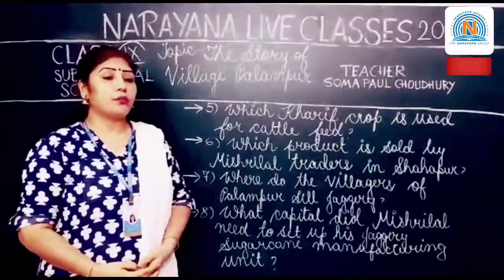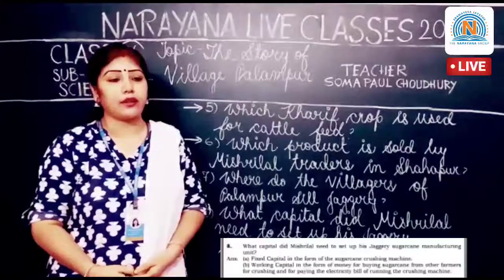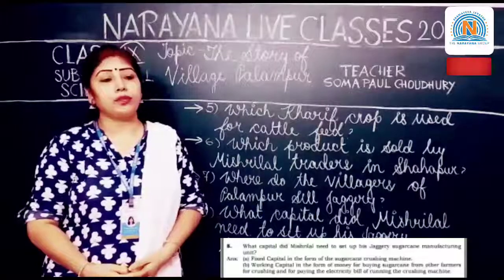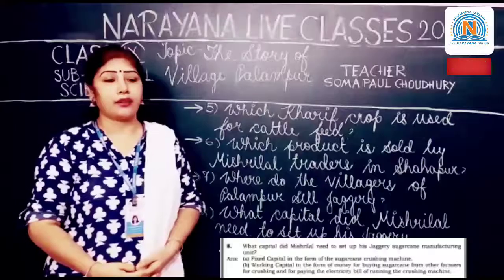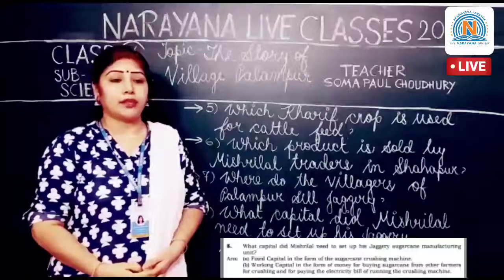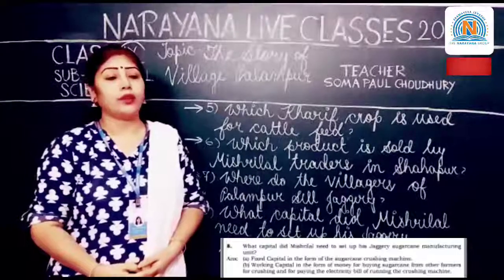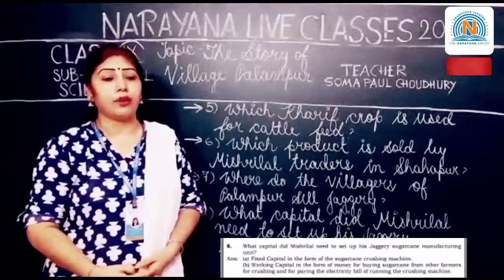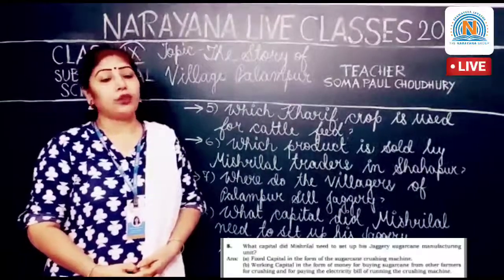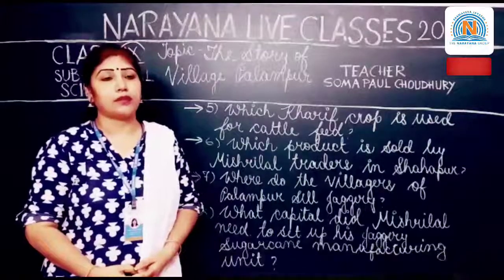Moving on to question number eight. What capital did Mishra Lal need to set up his jaggery sugarcane manufacturing unit? So the capital which Mishra Lal needed: number one, fixed capital in the form of a sugarcane crushing machine. And second, working capital in the form of money for buying sugarcane from the farmers for crushing and for paying the electricity bill for running the crushing machine.